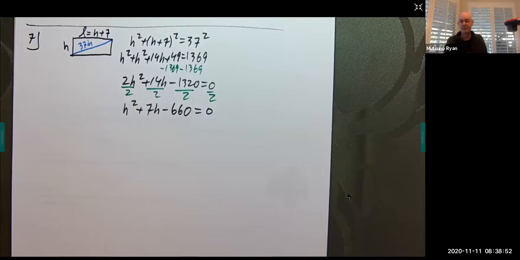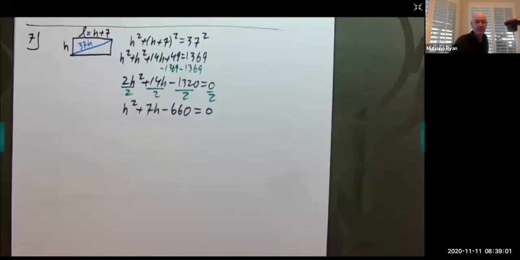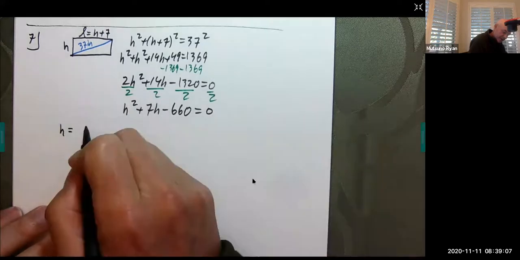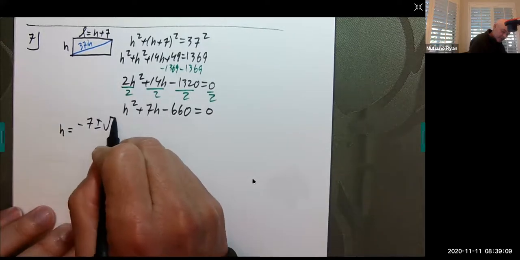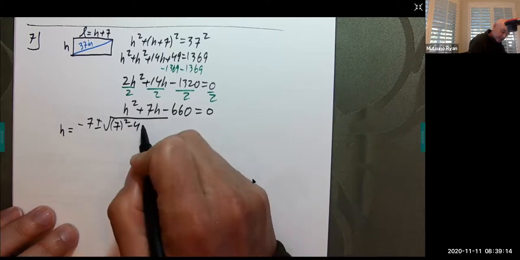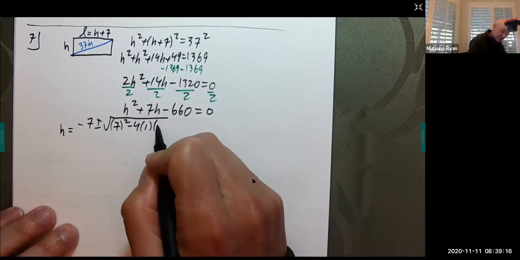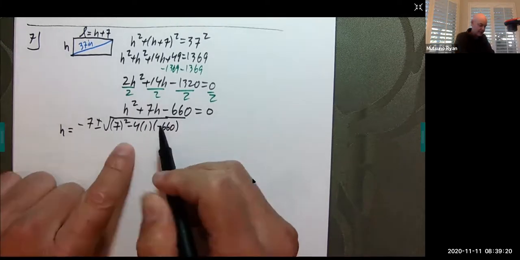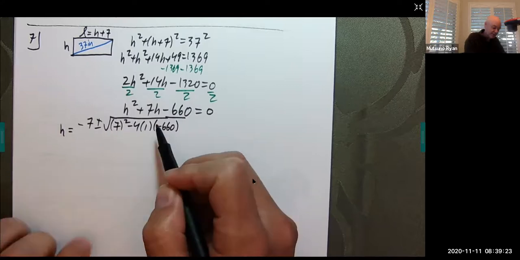Now this may factor. I'm not going to spend time trying to do that. I'm just going to use the quadratic formula because I think it's going to save me a bunch of time. So h is going to equal negative 7 plus or minus the square root of 7 squared minus 4 times a, which is 1, times c, which is negative 660. And even though that number is big, I like that that's turning a negative negative into a positive.